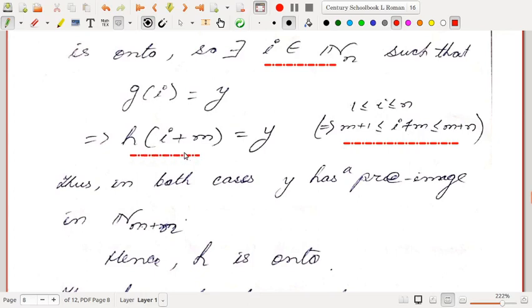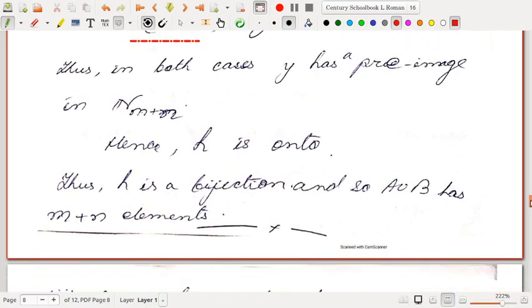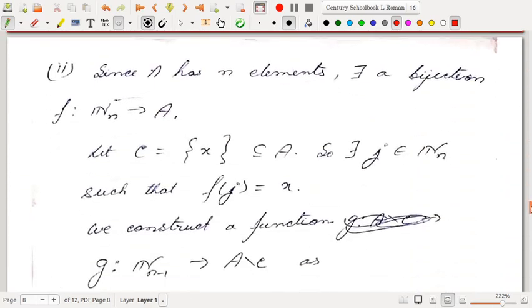Okay, and so h of i plus m is equal to y. Thus in both cases y has a pre-image. So we have got a pre-image in both the cases in N_{m+n}. Hence h is onto, and thus h is a bijection, and so A union B has m plus n elements. Okay, so this is the proof.